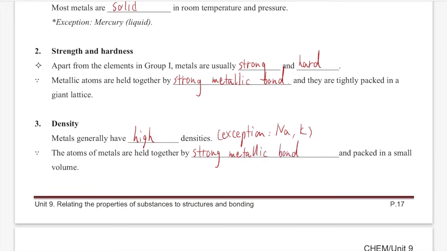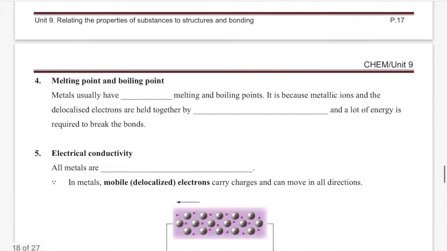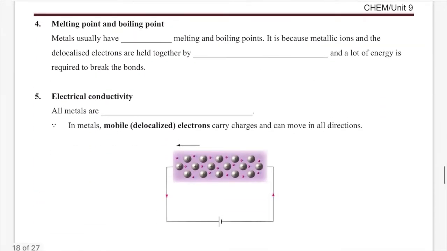And they are packed in a small volume. So with a small volume, they have a higher density. Okay, so that's 4.3. Next one, number 4, melting point and boiling point.